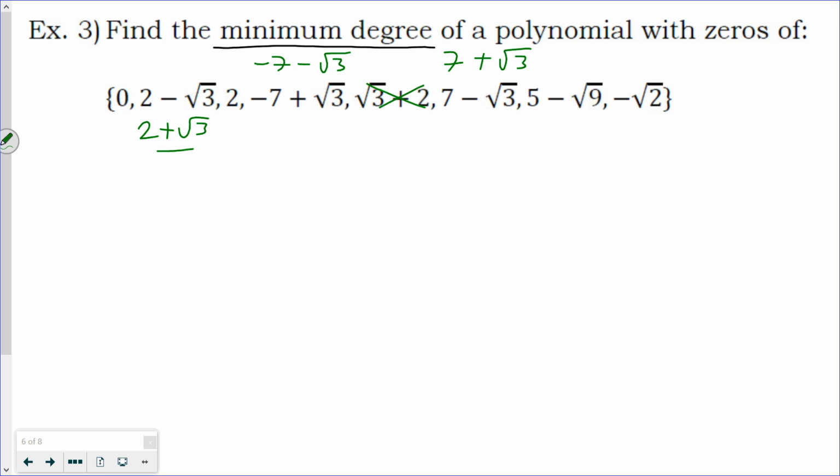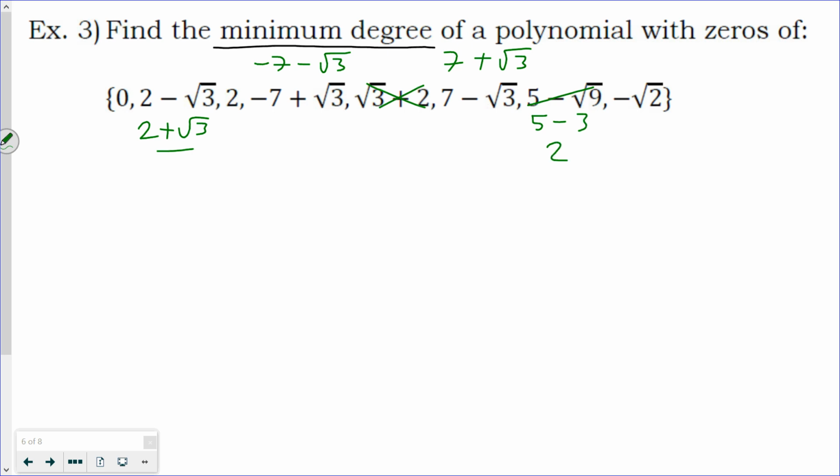We have to add that 7 plus root 3. After that, I have 5 minus the square root of 9. Remember that the irrational root theorem only works if the square root is actually irrational. The square root of 9 is not irrational because it's equal to 3, and 3 is a rational number. So I can rewrite 5 minus the square root of 9 as 5 minus 3, or 2.